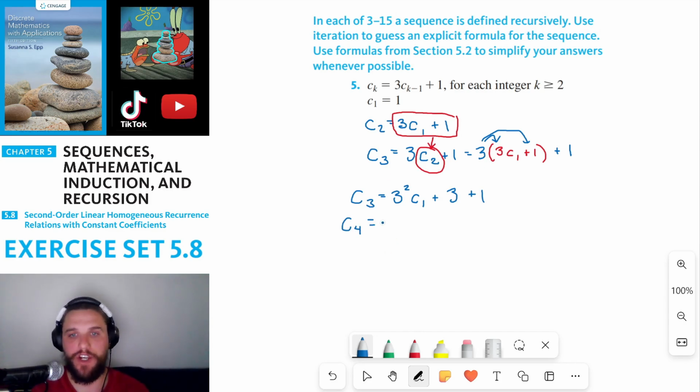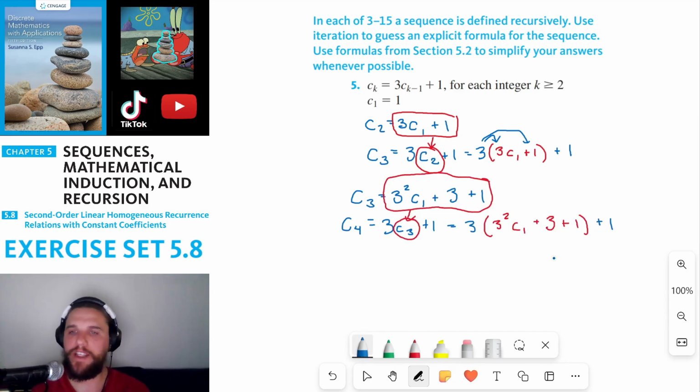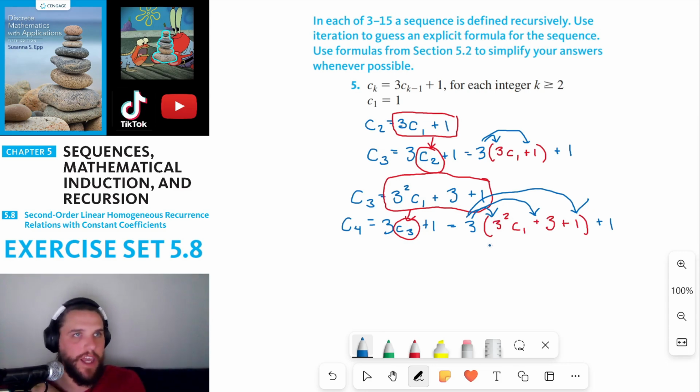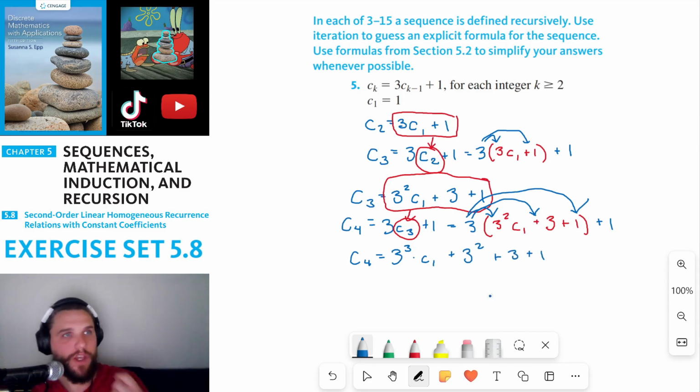Now let's move on to c sub 4. According to the recursive definition, this is 3 times c sub 3 plus 1. We can then substitute our solution for c sub 3 here to get 3 times 3 squared times c sub 1 plus 3 plus 1, plus 1. But again, I'm not going to multiply 3 times 9 to get 27. I'm just going to write it as 3 cubed times c sub 1 and then plus 3 squared, then plus 3 plus 1. The reason why we combine factors like this is so that it makes it easier to identify what the pattern is. If you notice, these are just powers of 3 here.